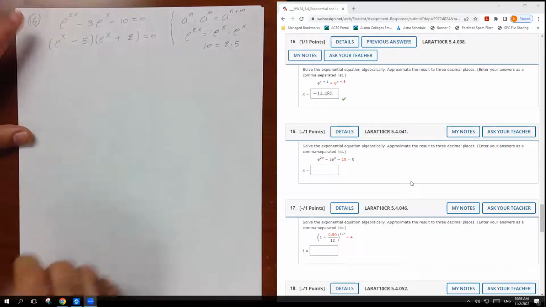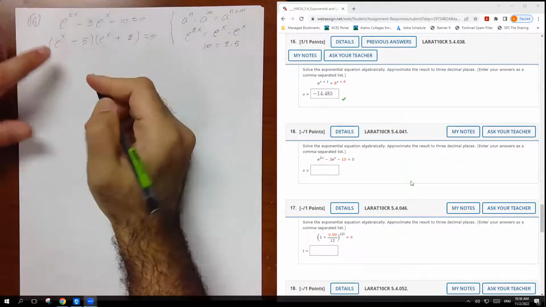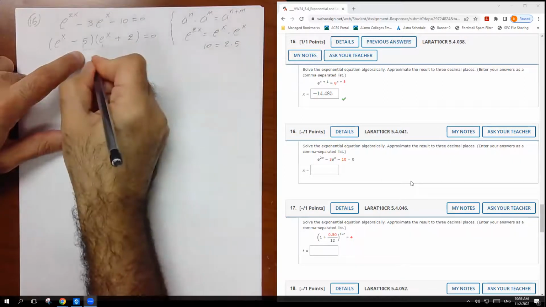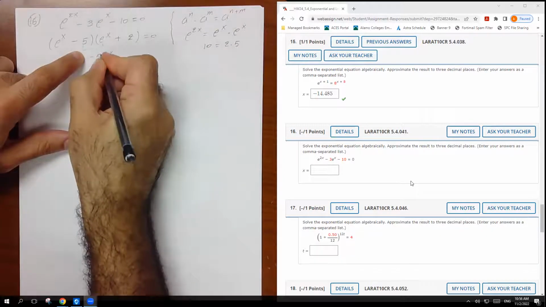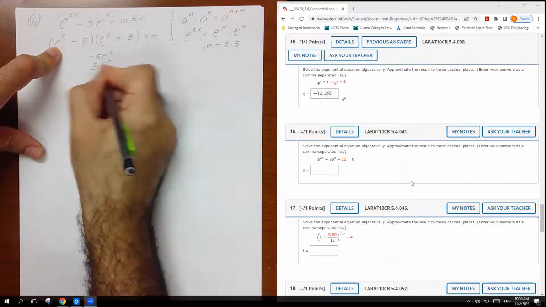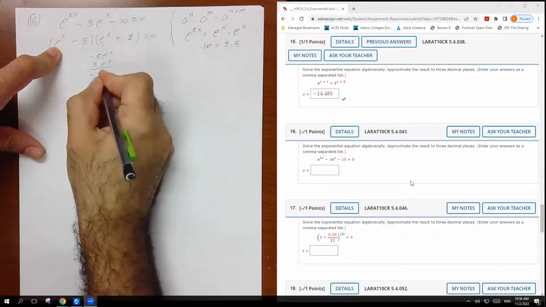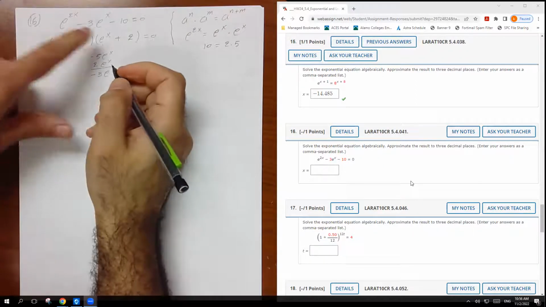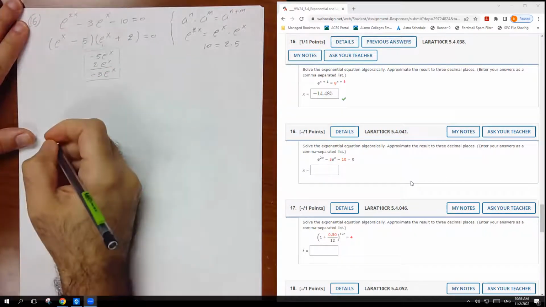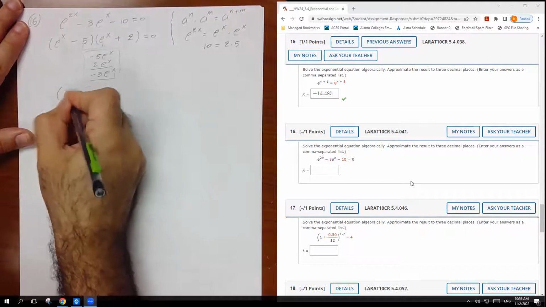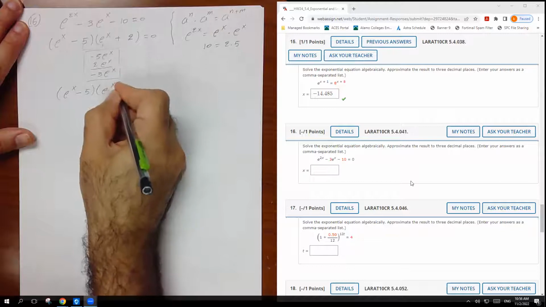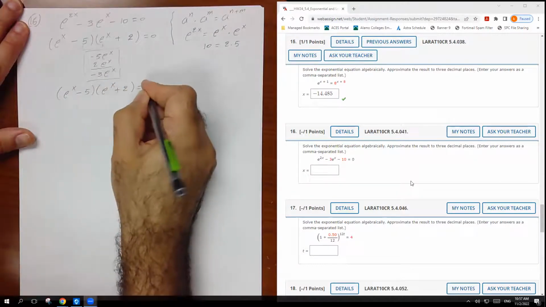Now let's check. Negative 5 times e to the x is going to be negative 5 e to the x. e to the x times 2 is going to be 2 e to the x. Add these together, it's going to be negative 3 e to the x, which is the middle term. This is just to prove we did the right option. So now e to the x minus 5, e to the x plus 2 equals 0.